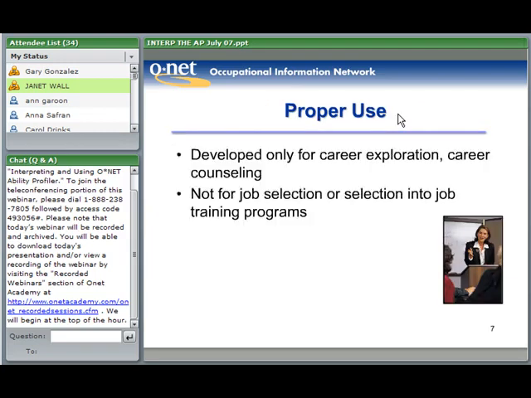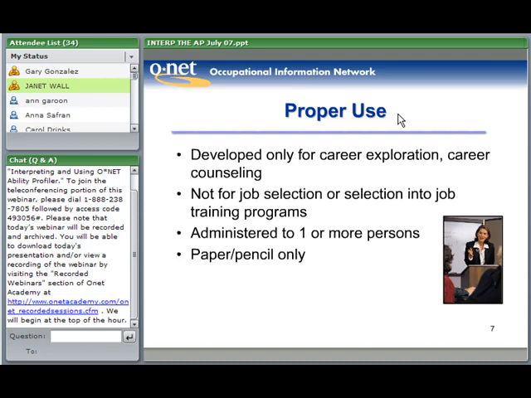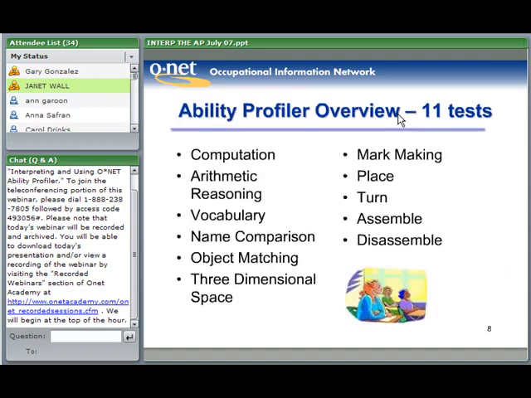Just to remind that the results from the Ability Profiler can be used only for career exploration and career counseling, not for job selection or selection into job training programs. It can be administered to a single individual or in groups. And again, just a paper pencil instrument.